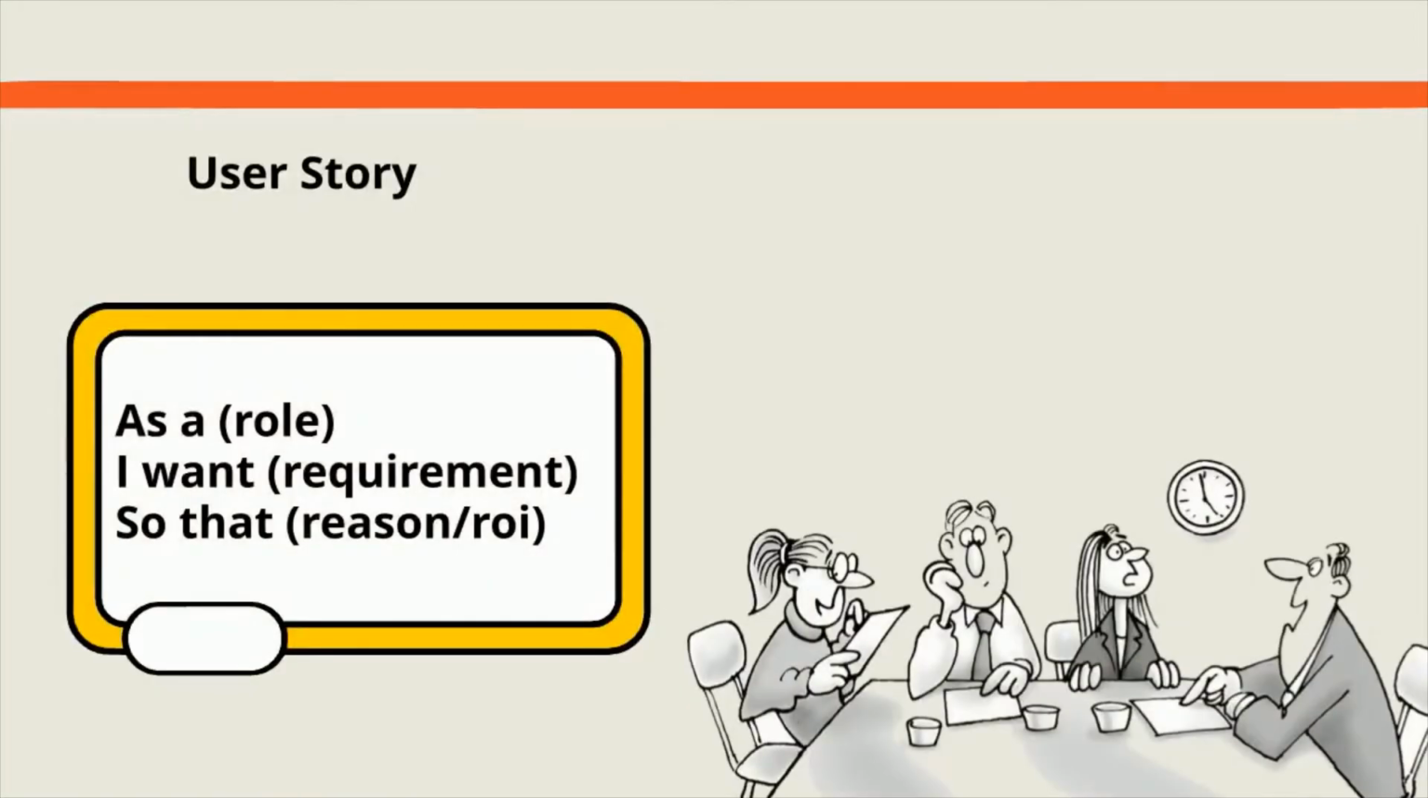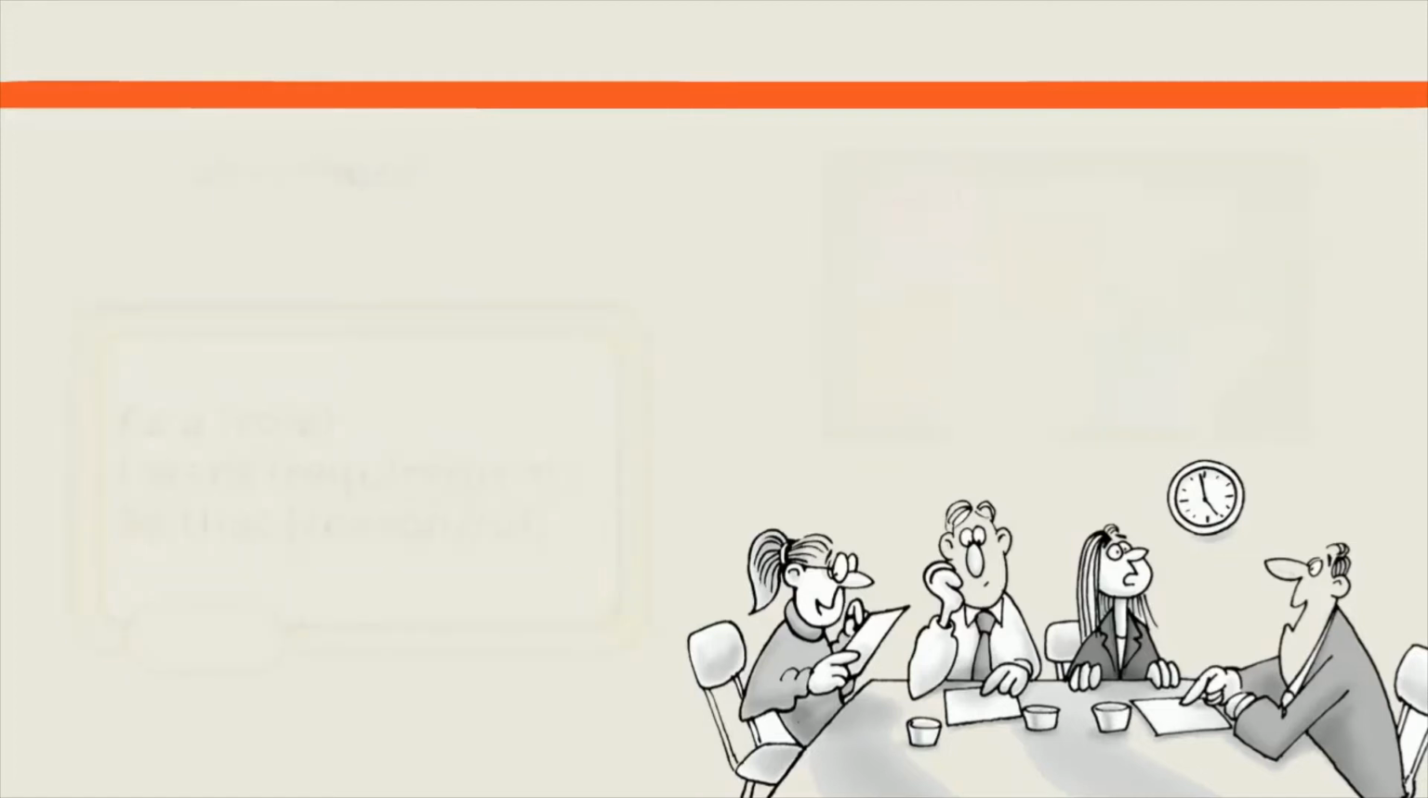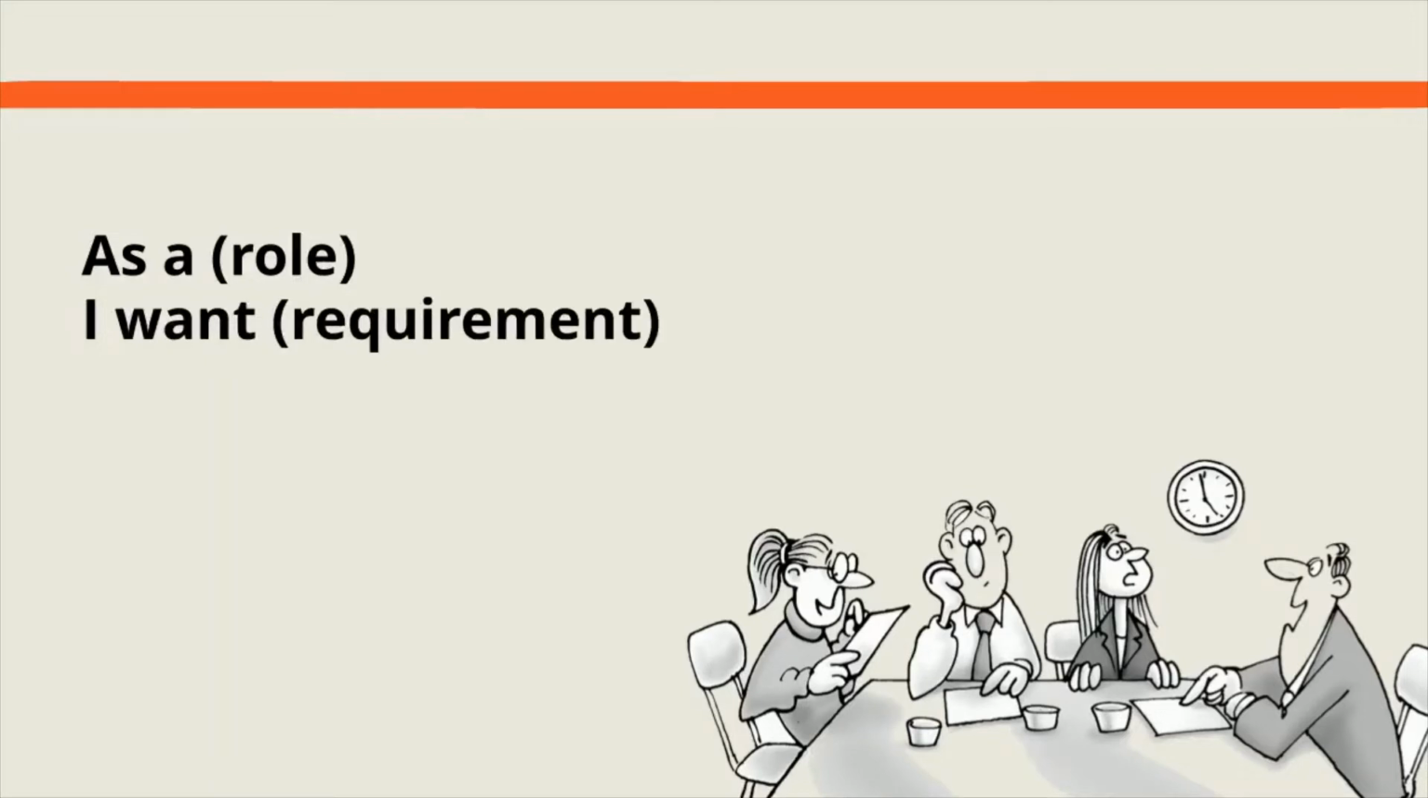User stories are usually written in 3 by 5 inch card. Convenient enough to carry and pass around the team, but large enough to write description and acceptance criteria. User stories typically use the following format. As a role, I want requirement, so that reason ROI. Hence, we call this the 3 Rs.